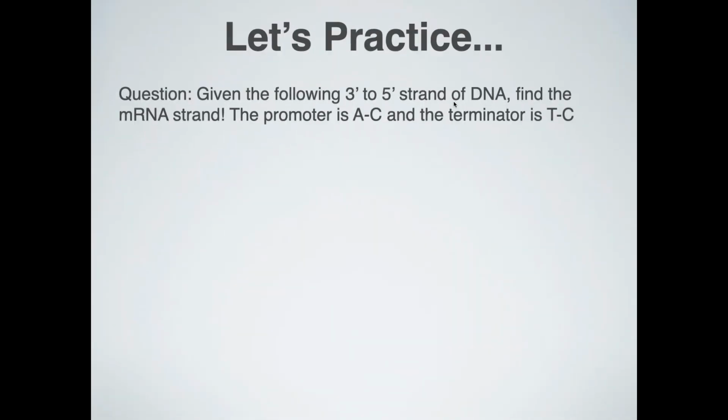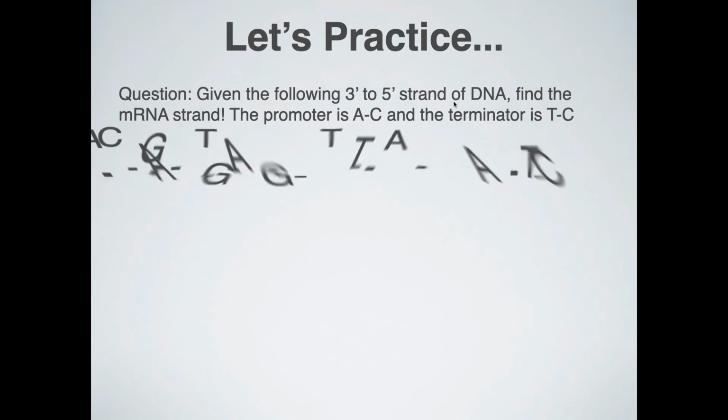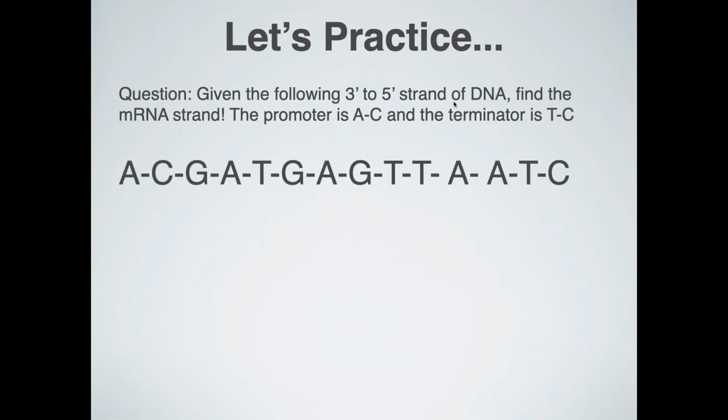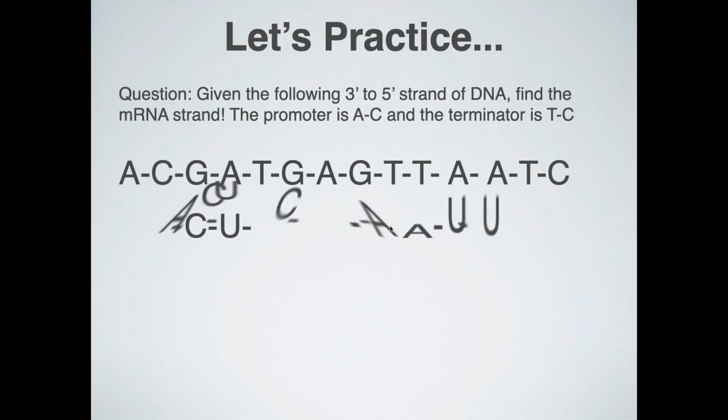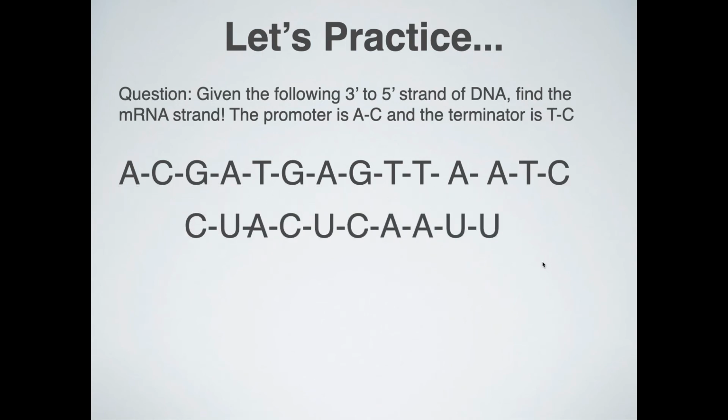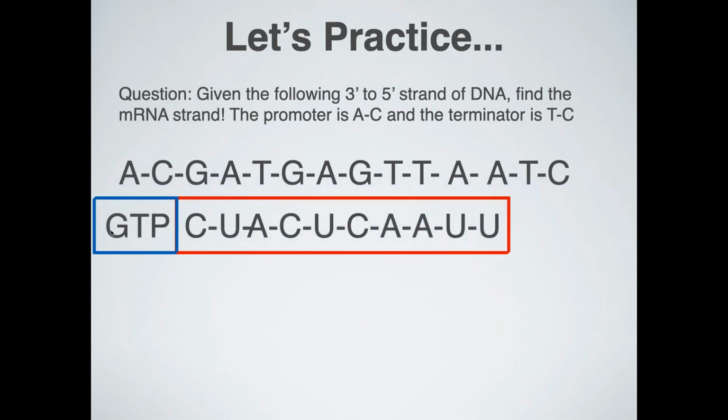So if I give you this sequence of DNA that's moving 3 to 5, okay, and my promoter is AC and my terminator is TC, what would be my message? Okay, so first things first, AC is right here. That's the first AC I see. So I would just continue. Remember, A always goes with U, so we can fill in the rest. I stop where it says TC. So that would be my message. I would add GTP to that. I would add a poly A tail. I have my message now ready to get read by our rRNA.